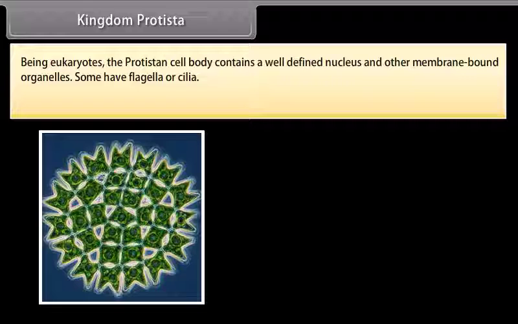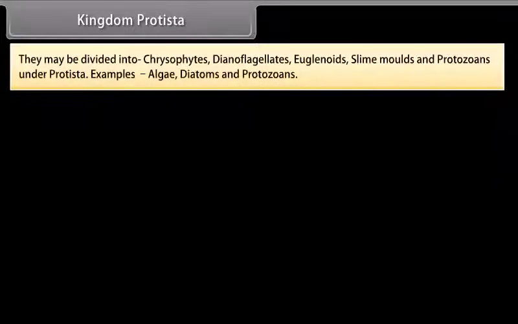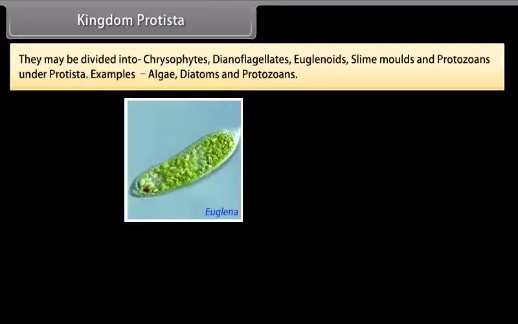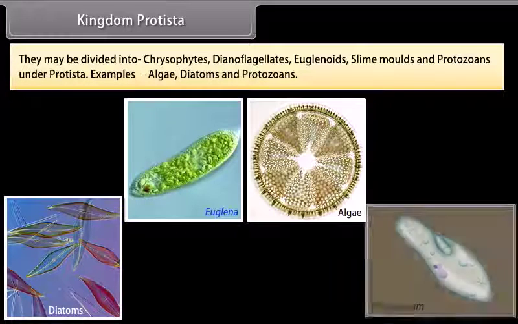Some have flagella or cilia. Protista reproduce asexually and sexually by a process involving cell fusion and zygote formation. They may be divided into chrysophytes, dinoflagellates, euglenoids, slime molds, and protozoans. Examples: algae, diatoms, and protozoans.